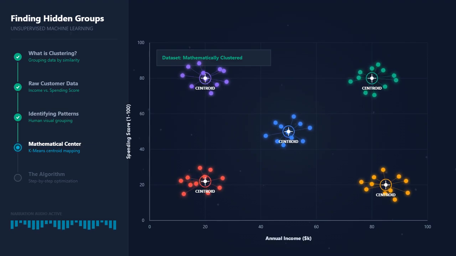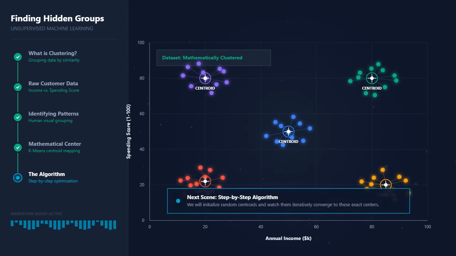The goal of k-means clustering is to mathematically discover these exact groups, color-code them, and find the absolute center of each group. But how does it actually do it? Let's walk through the algorithm step by step.